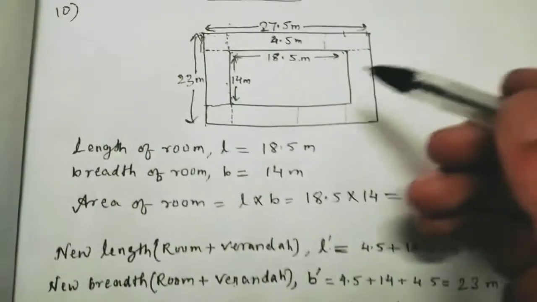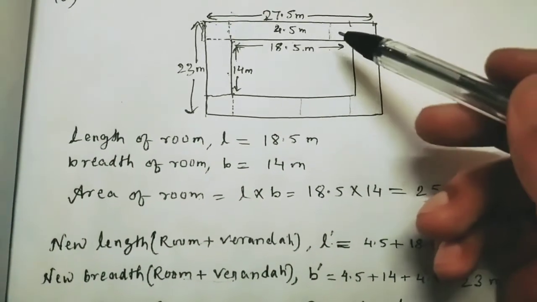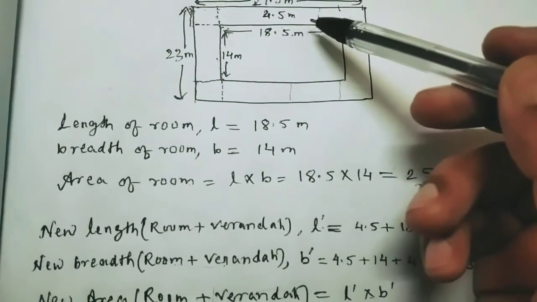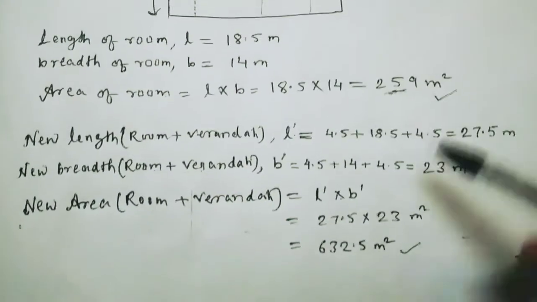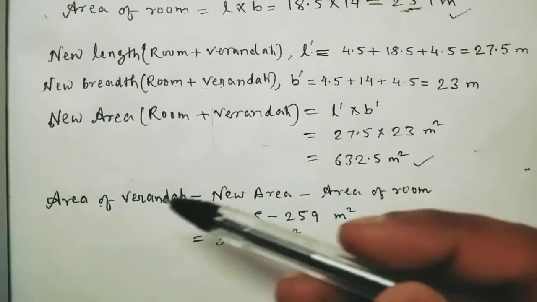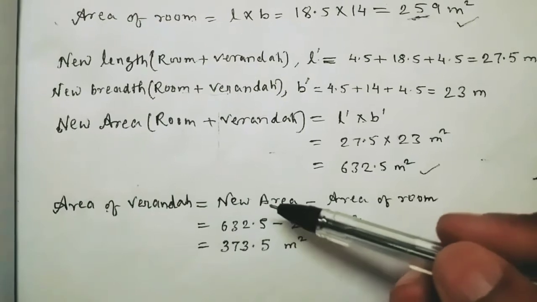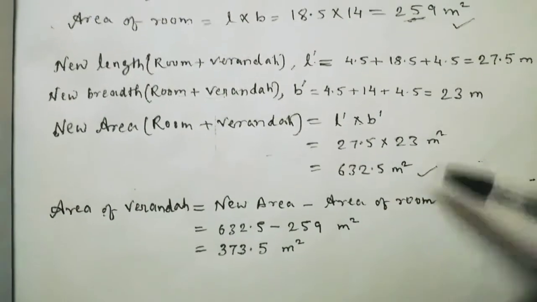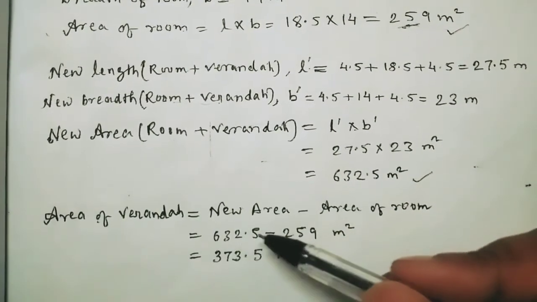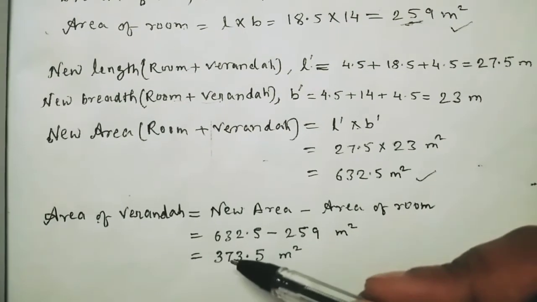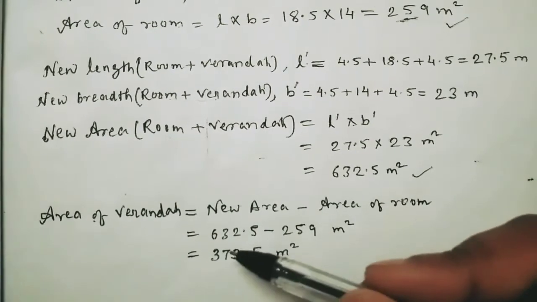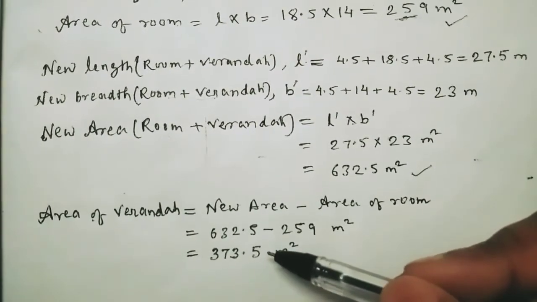Now you have to find out the area of this veranda. So in any figure, when you are asked to find out the remaining portion area, that means you will minus both the areas. So now we will minus the new area minus the area of room. Then we will get the area of this veranda. Okay. Now students, you can see here area of veranda is new area minus area of room. That means 632.5 minus 259. So answer is coming 373.5 meter square, or 373.50. You can add 0 here also.